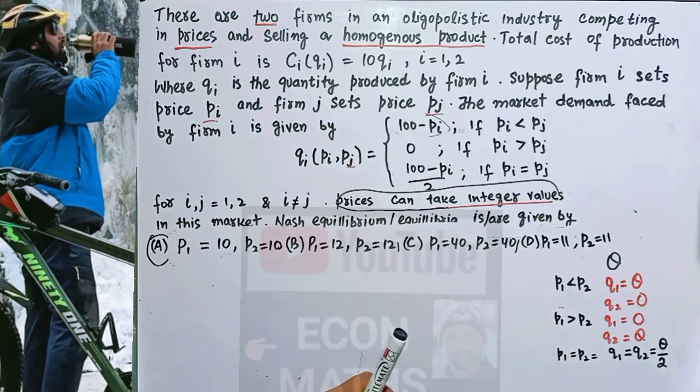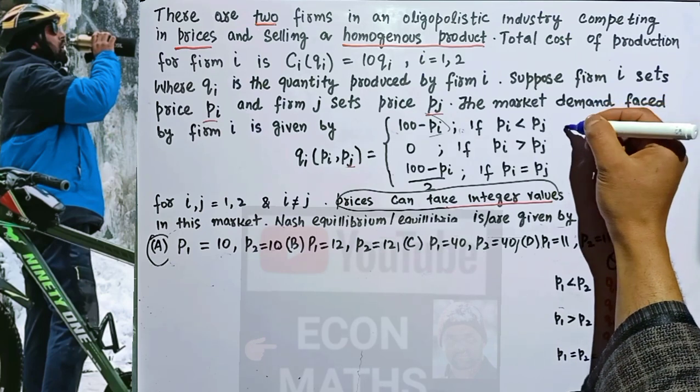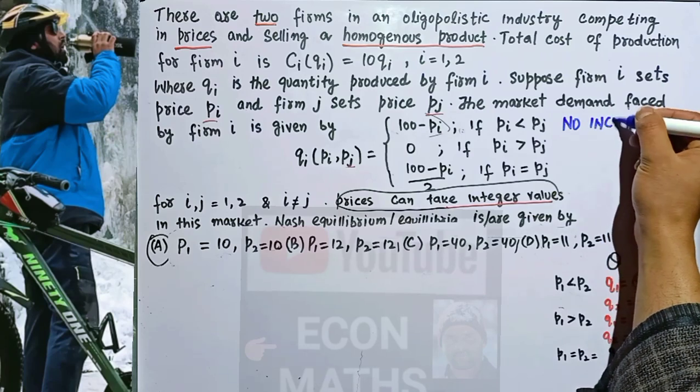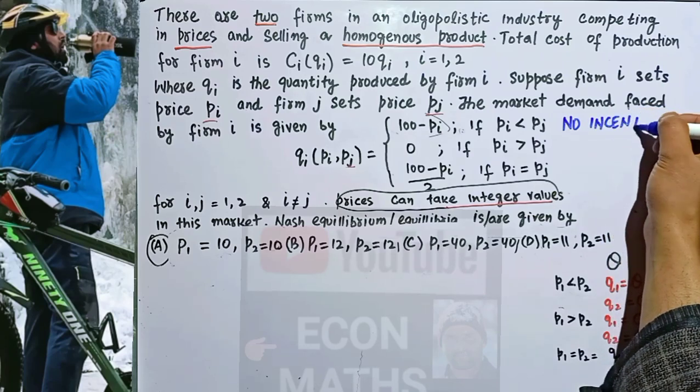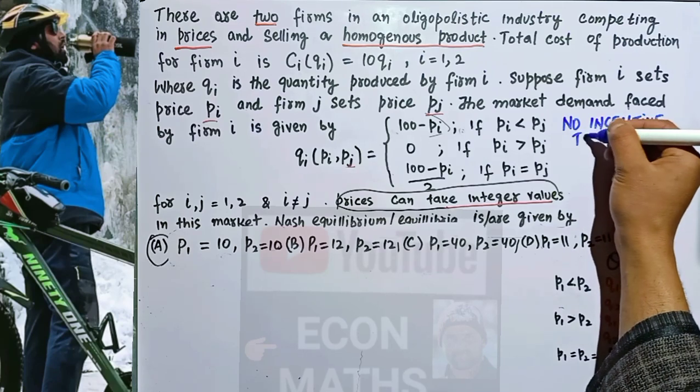strategy. Now, one important thing in Nash equilibrium, and let me write it here, which comes in handy in this question, is that there is no incentive to deviate. Let me write it here. No incentive to deviate.